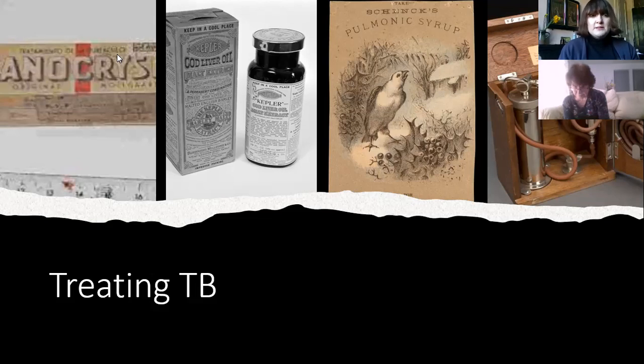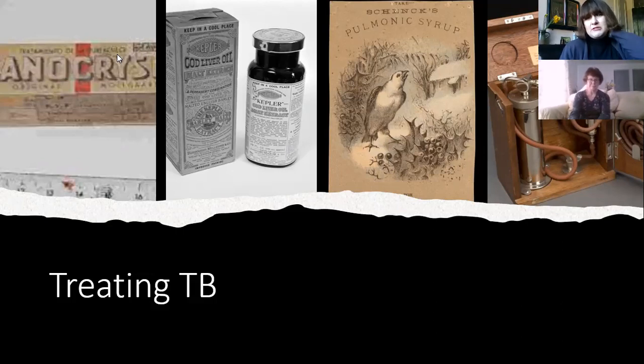Cod liver oil, which had been a really old treatment for TB way back into the 18th century, continued to be very popularly used, both in the sanatorium and outside. There was a lot of patent medicines for TB too. So this is Schlick's pulmonary syrup, something you get from the chemist or order from a mail order catalogue, and it was very popular. It also used to be dispensed at dispensaries for people.